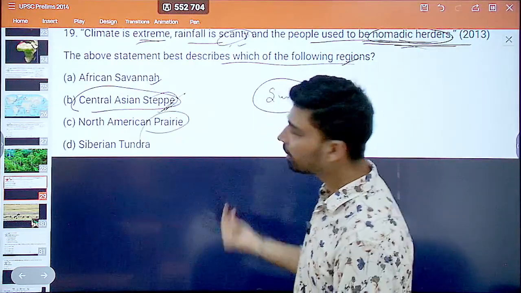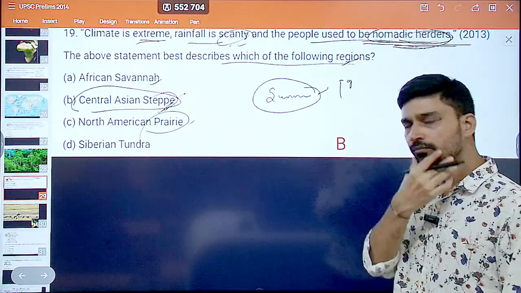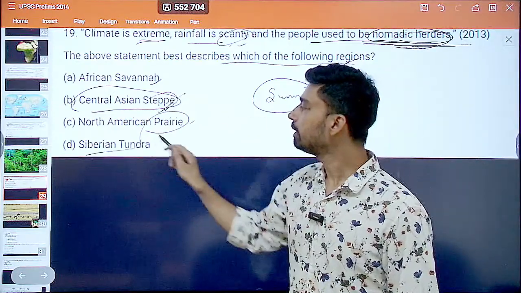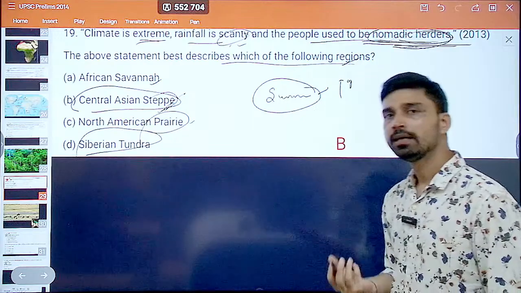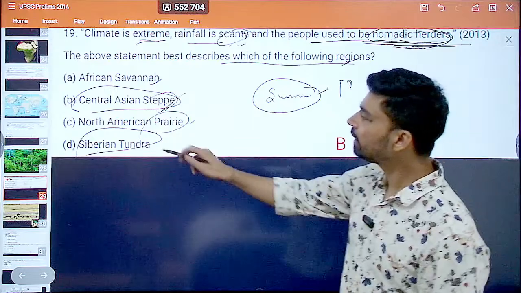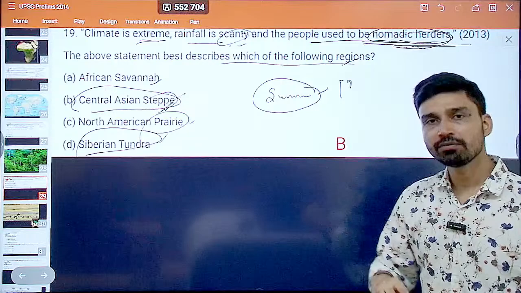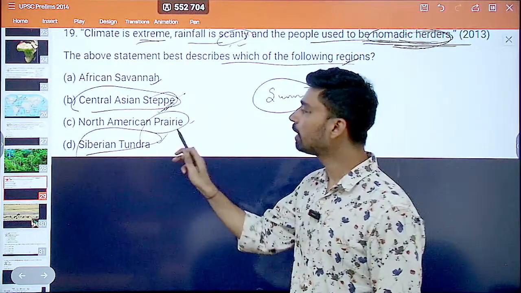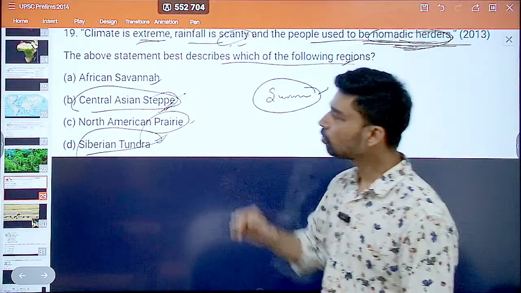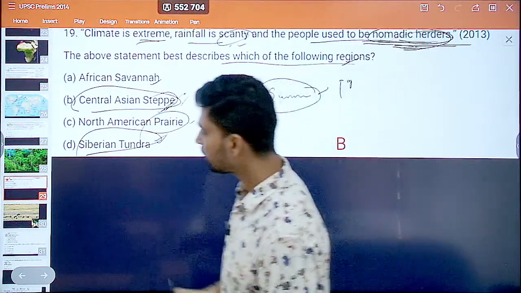The North American prairie is abundant grassland. Here again people are not nomadic herders, rather they are settled cultivators and settled herders. Second and last, the Siberian tundra, again a very extreme kind of climate. Temperature is very, very low here, and the people do not have any other option, but they have to depend on wildlife as well as fishing as their major economic activity. So people here are hunting, gathering and belonging to the fishing community, not the nomadic herding community. So, that is all about this particular question. The correct answer obviously will be the Central Asian steppe.